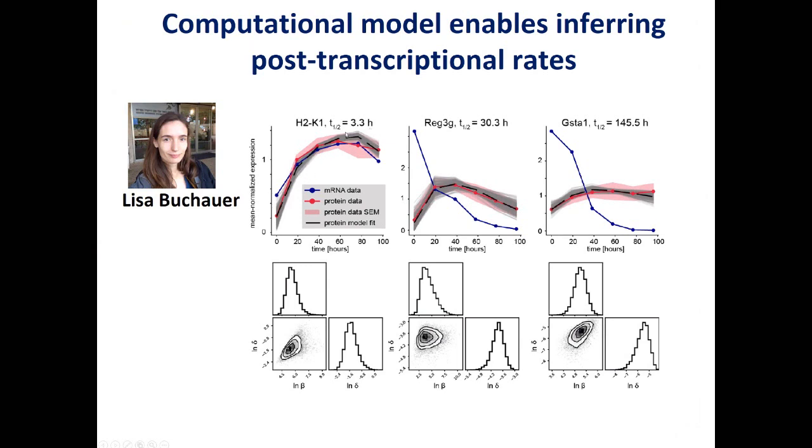Okay, so black is the reconstructed model profile, and red is the measured protein profile. And you can see that with these uniform rates, we can explain many of these discordances just simply because of variable lifetimes. For example, H2K1 has a short protein lifetime, so the protein tracks the RNA level. GSA1 has a long lifetime. It acts like an integrator. RNA goes down, but protein continues to accumulate.